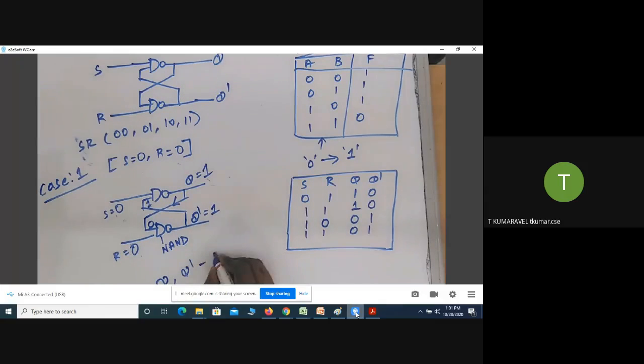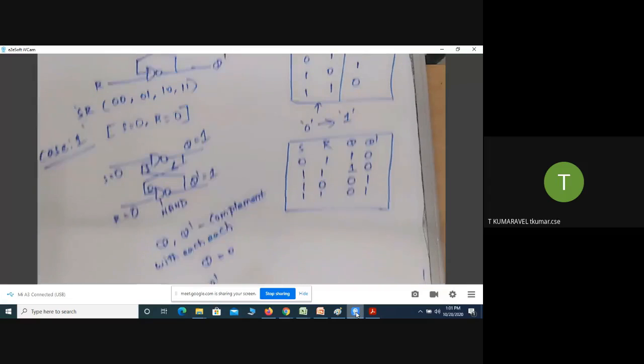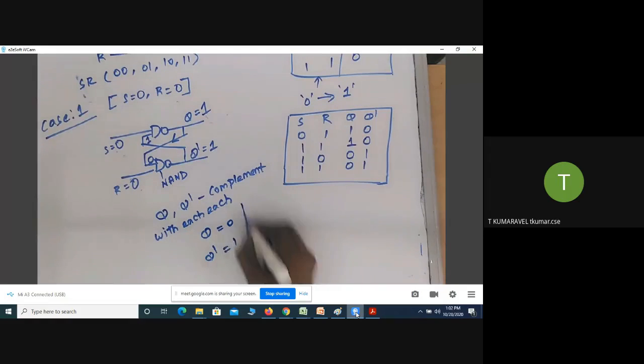are complements of each other. But the output, how should it appear? The hidden meaning is, suppose the Q value equals 0, then definitely the Q bar value equals 1. Suppose the Q value equals 1, then the Q bar value is definitely 0. The output should be produced in such a way.